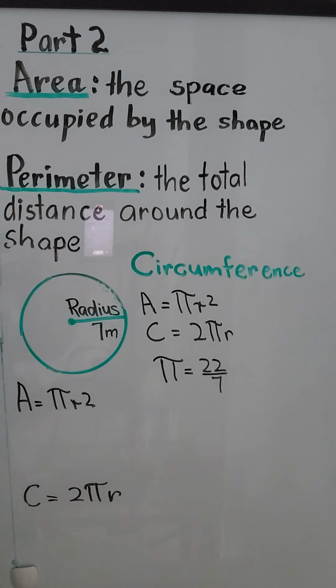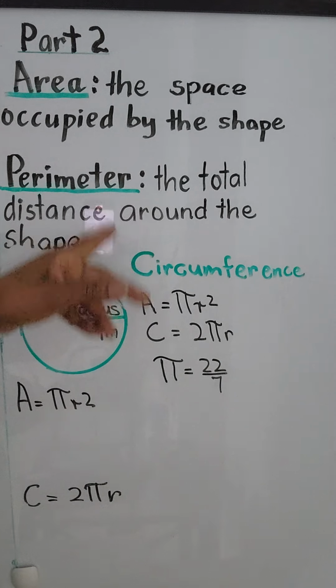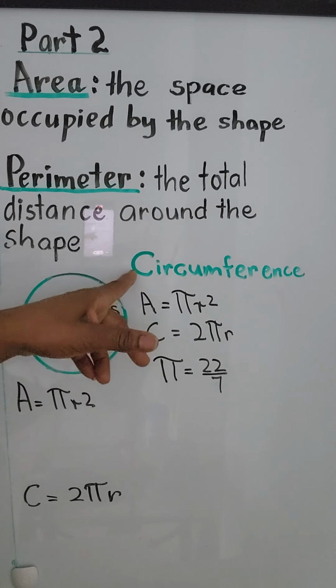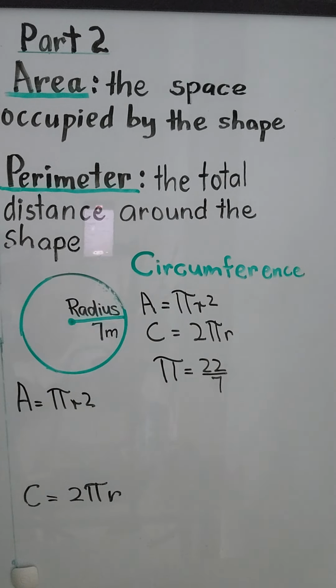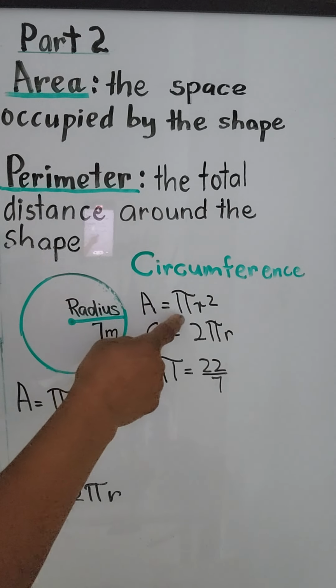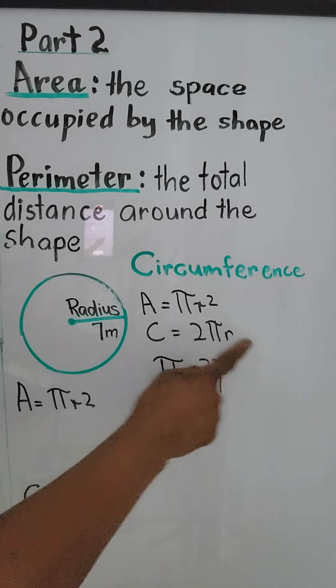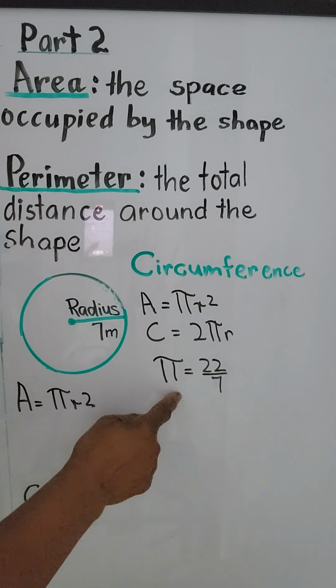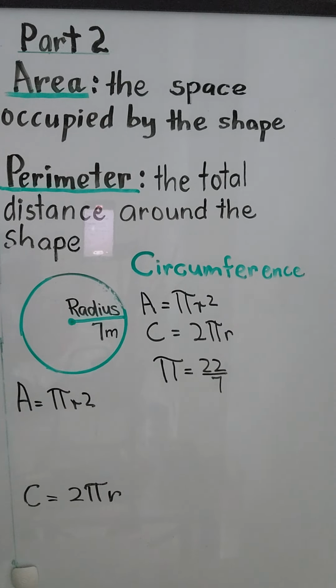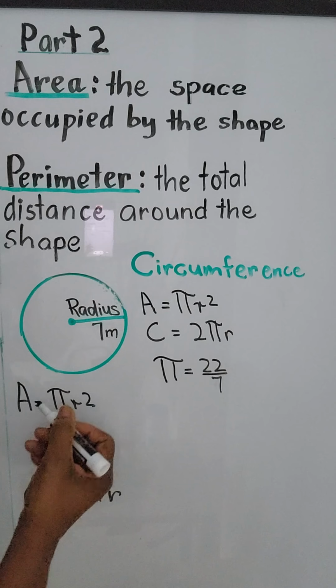Our first shape we're going to look at today is a circle, and when it's a circle, instead of using perimeter for the distance around, we're going to use the word circumference. So to find the area of the circle, the formula is pi r squared, and the perimeter, which is the circumference, is 2 pi r, and the equivalent for pi is 22/7. So let's go ahead and find the area.